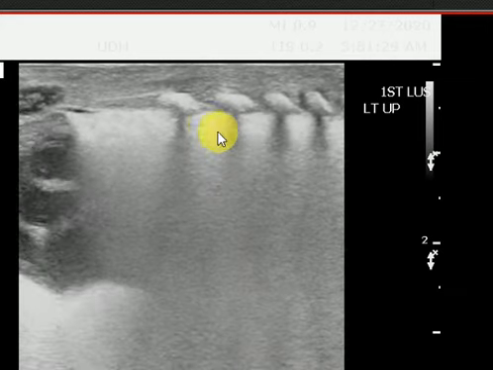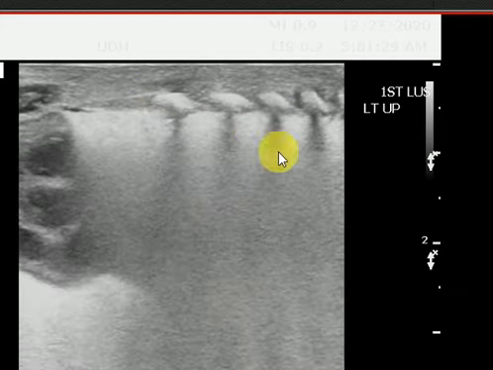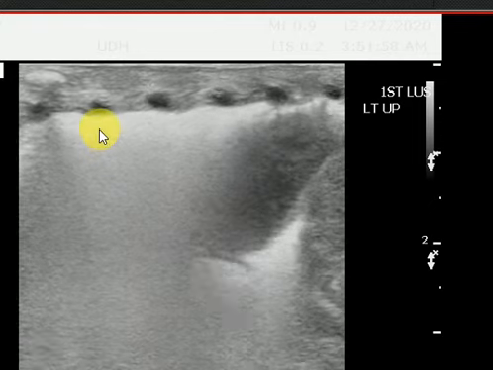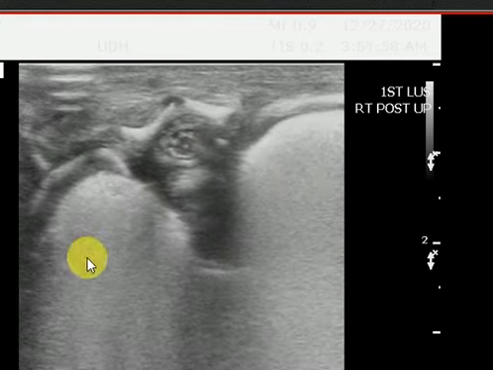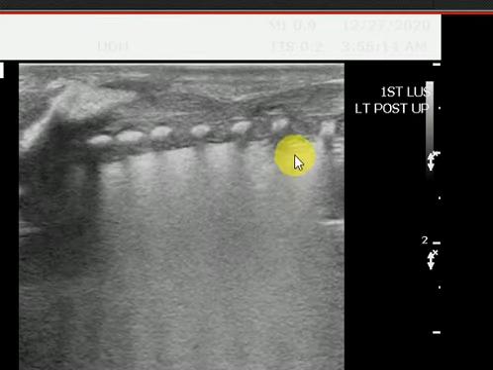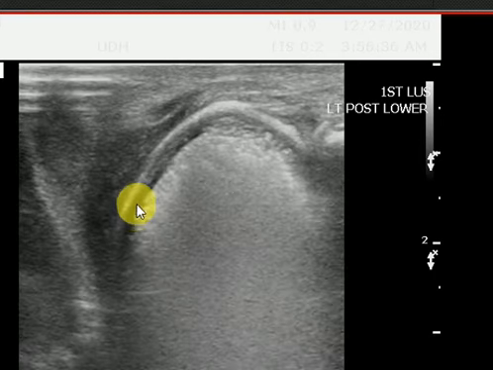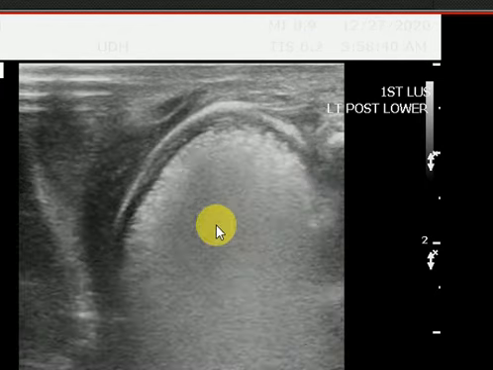This is also white lung with subpleural consolidation. Irregular pleural line with thick white lung. Bilateral involvement. See? Subpleural consolidation, white lung. Here, mild pleural effusion with subpleural consolidation and white lung.